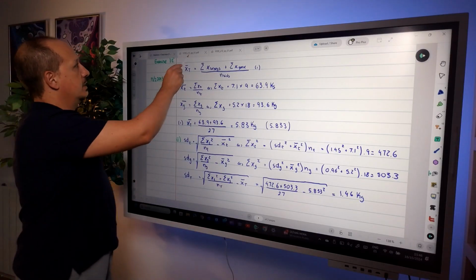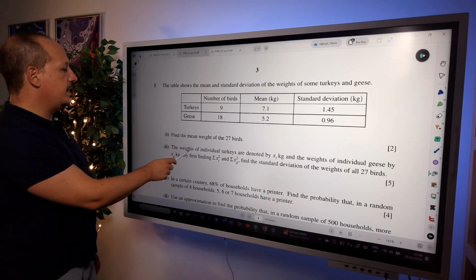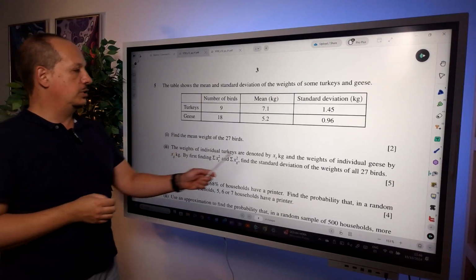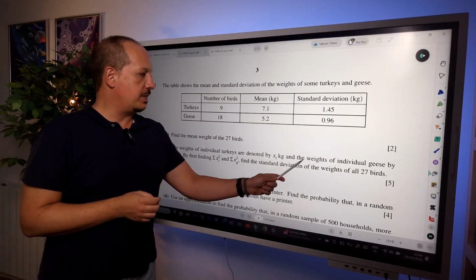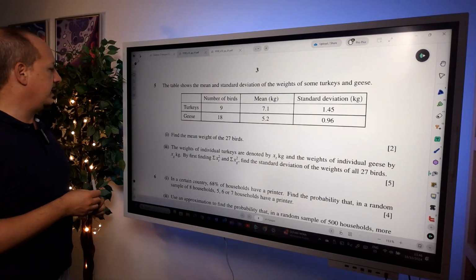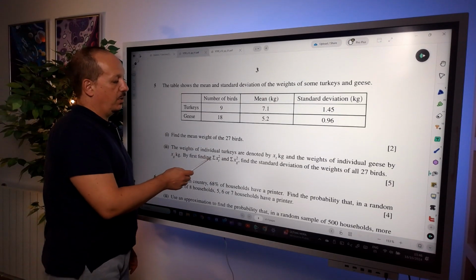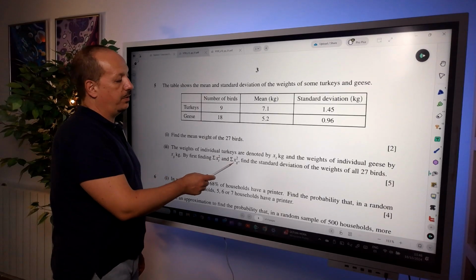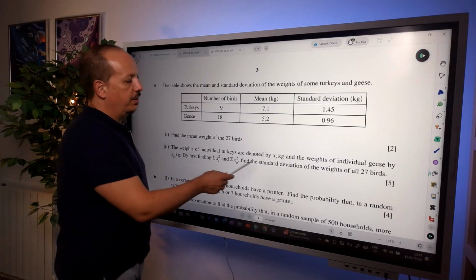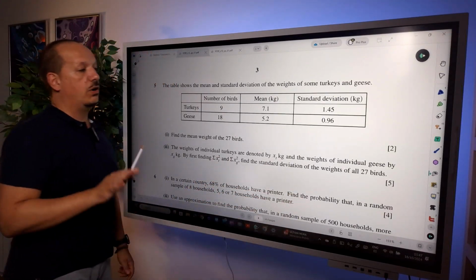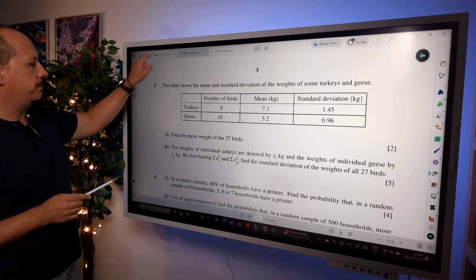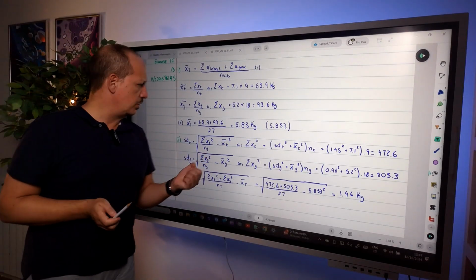All right, so let's look at the question. The weights of individual turkeys are denoted by xt, kilograms, and the weights of individual geese by xg. By first finding the sum of xt squared and the sum of xg squared, find the standard deviation of the weights of all 27 birds. It actually tells you what to do.